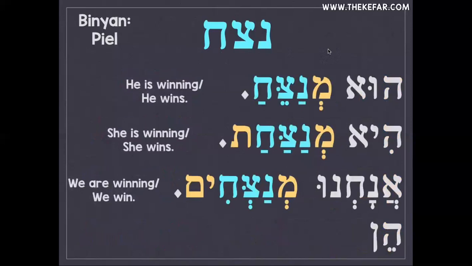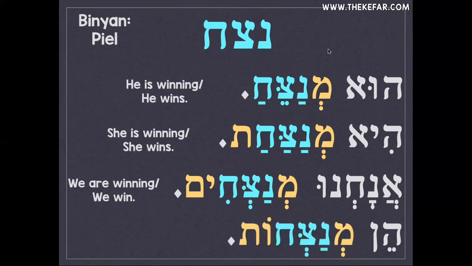And again, if we're talking about a mixed group, we're also still going to default to the masculine plural. We'll use the feminine plural if we're only talking about a group of females, like for instance, hen, which is they feminine. Hen menatzchot. They are winning or they win. Okay, menatzeach, menatzachat, menatzchim, menatzchot.